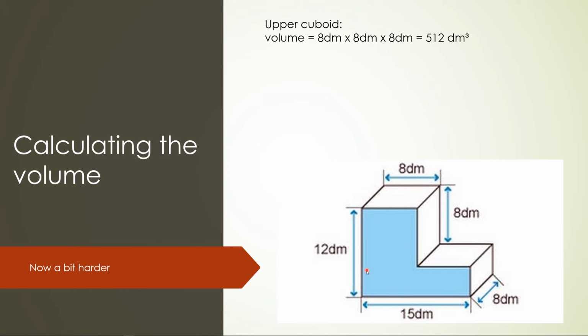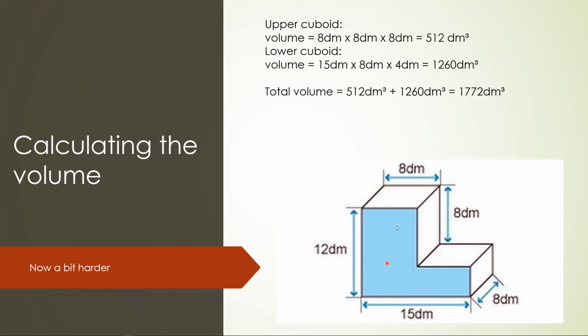Now we only need this bottom one. So it's 8 times 15. And what is the height of this cuboid? It's not 12. We know the height of this one is 8. So what's left here is 12 minus 8 equals 4. So we do 8 times 15 times 4, leaving us with 1,260 cubic decimeters. Well, now we just add them together, leaving us with this number. It's as simple as that. You can just split figures and it's nothing more than that.